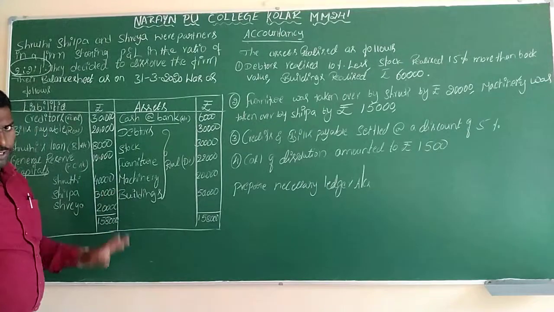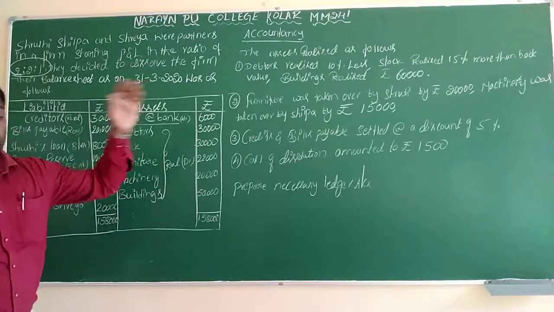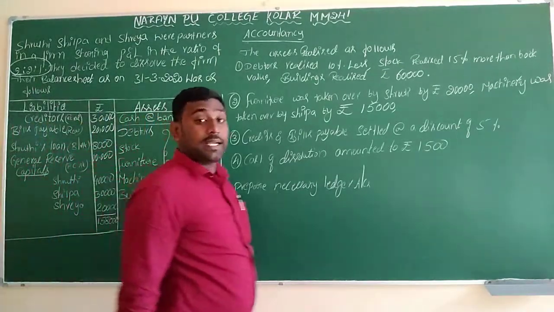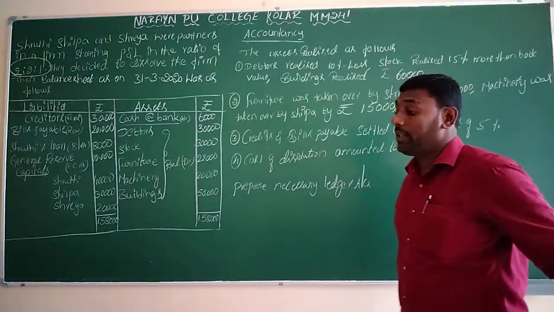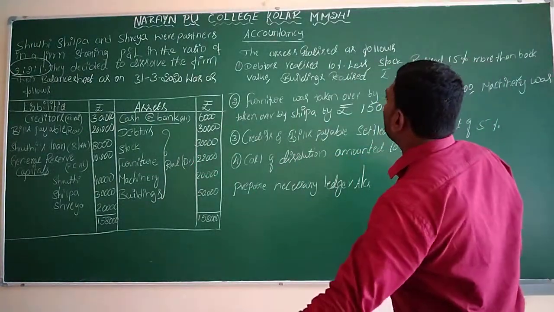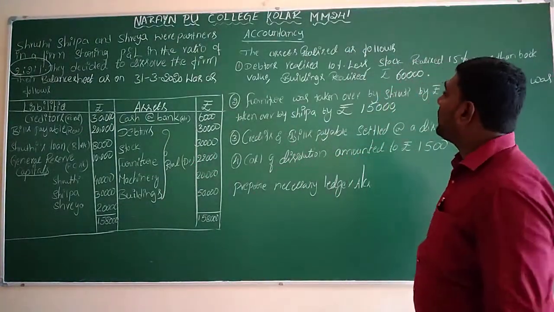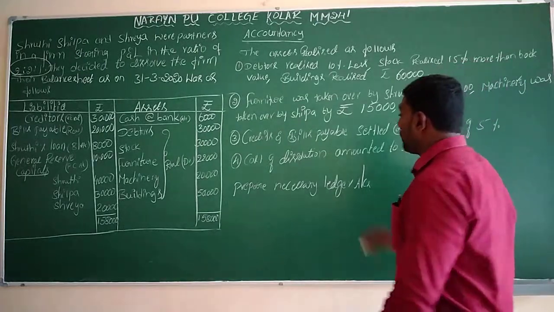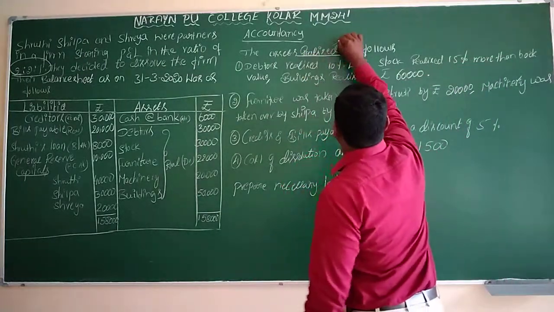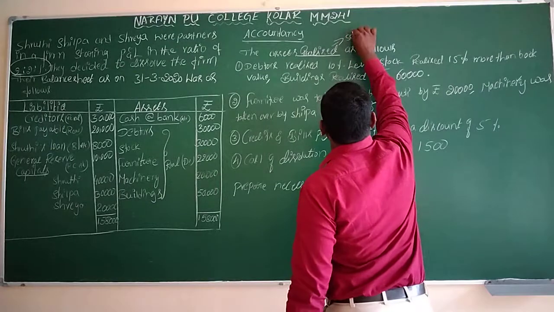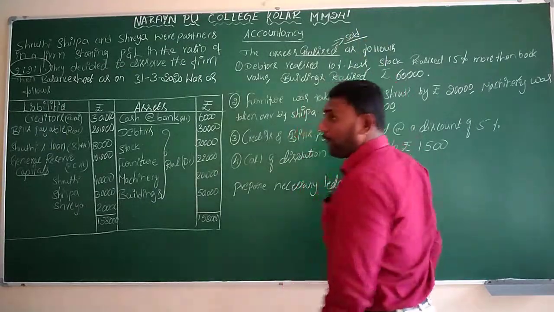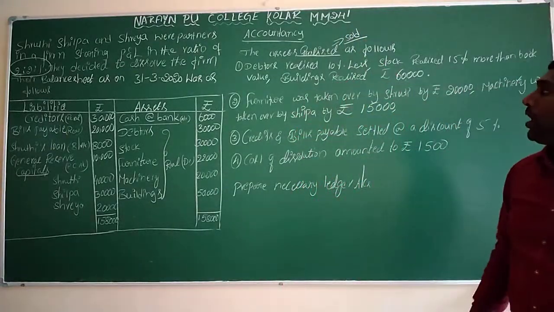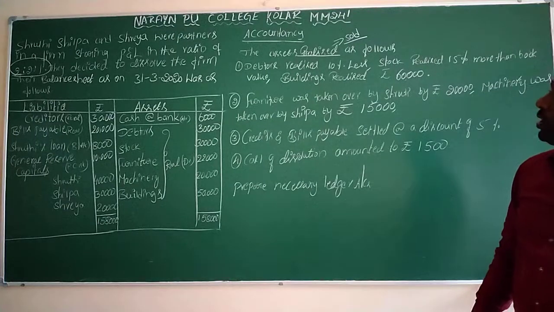So this is the information given. Let's move to the additional information. What is the additional information they have given in the question itself? Here, assets realized as follows. Realized is nothing but sold. So the company has to sell all the assets. So what are the assets they are going to sell?